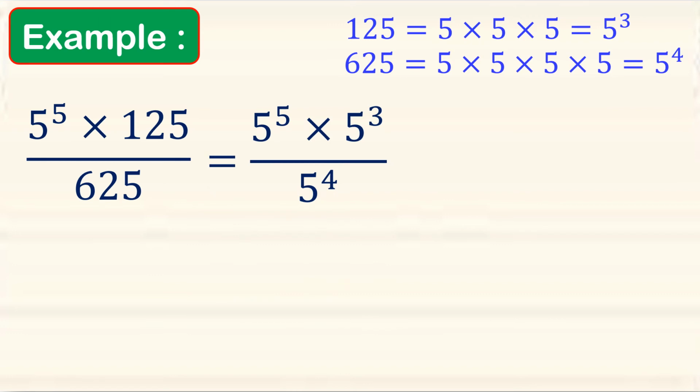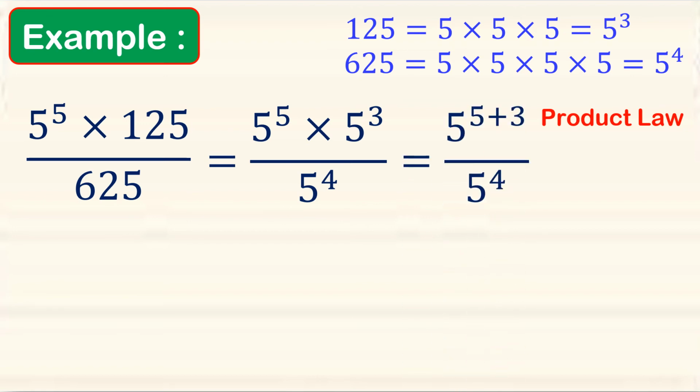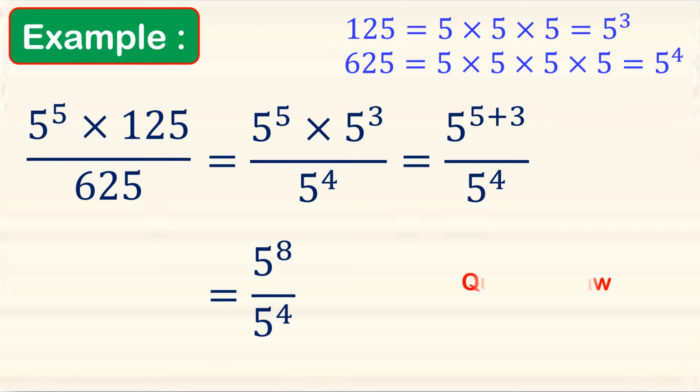So it will be equal to, we copy, 5 to the 5th times 5 to the 3rd over 5 to the 4th. In here, first we are going to apply the product law in the numerator. So we have 5 raised to 5 plus 3. We add the exponents and the result is 5 to the 8th over 5 to the 4th. Now we can apply the quotient law here. So we are going to copy the base and then subtract the exponents. So 8 minus 4 is equal to 4. So we have 5 to the 4th power.